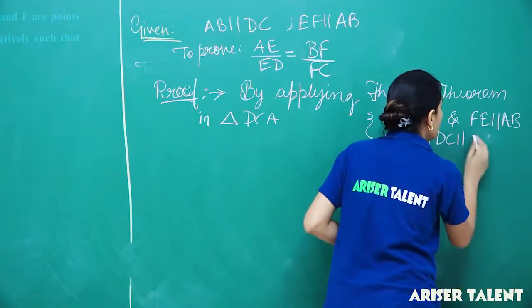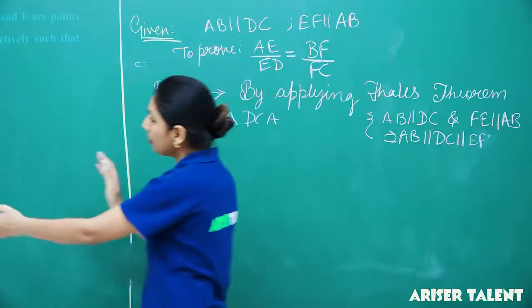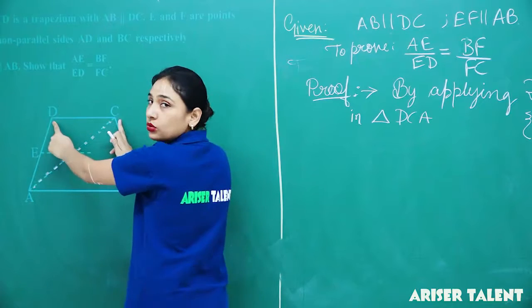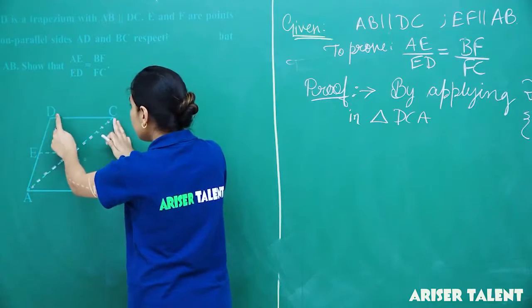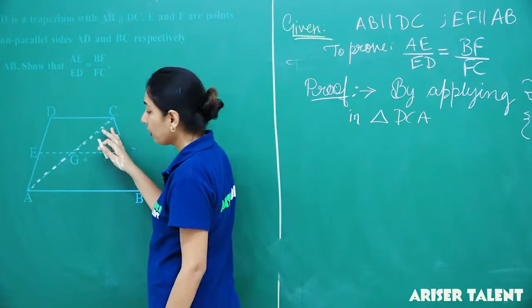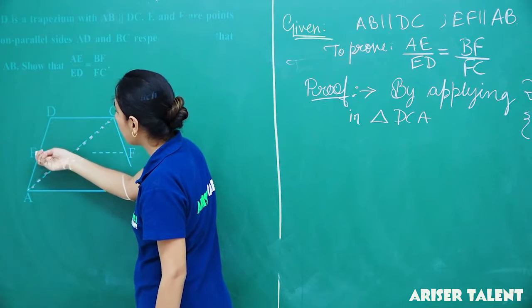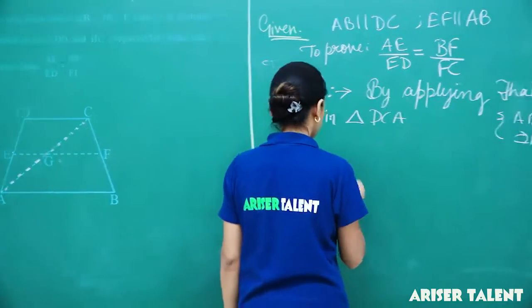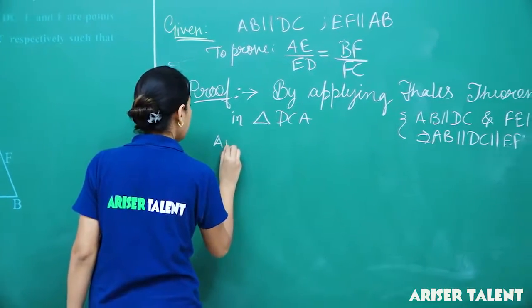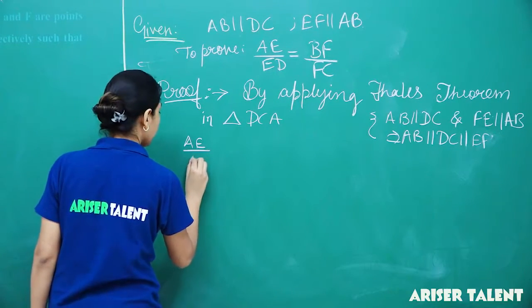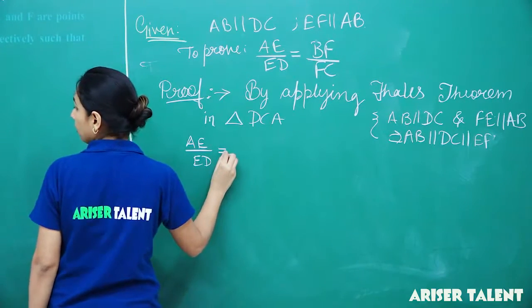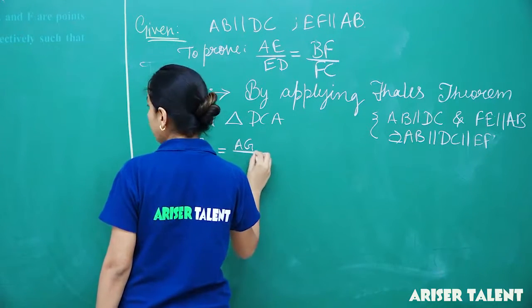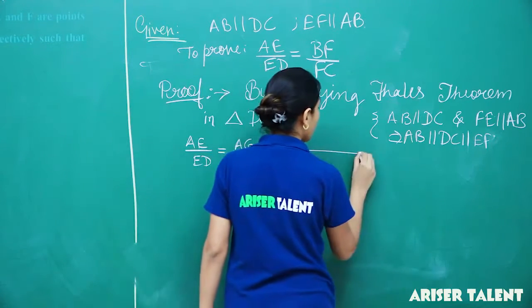So, parallel to EF. Now, EF is parallel to DC, so EG is also parallel to DC. Now, if EG is parallel to DC, you can apply Thales theorem here. So, what will it become? AE divided by ED will be equal to AG divided by GC. Okay, this is one.